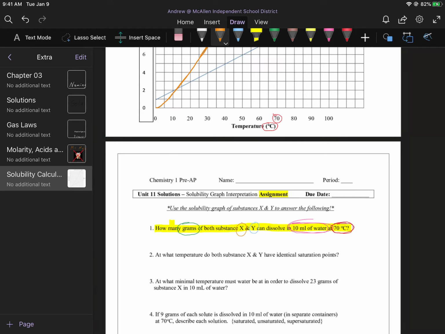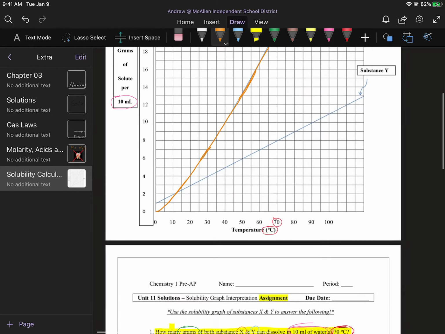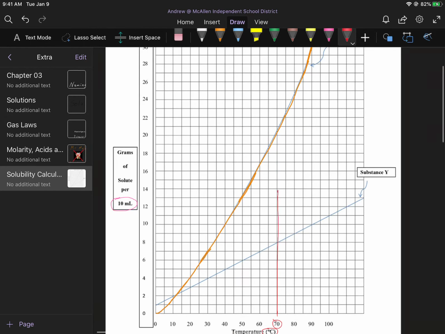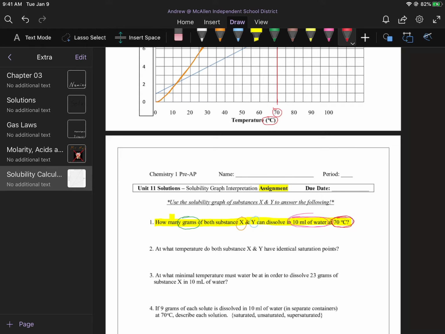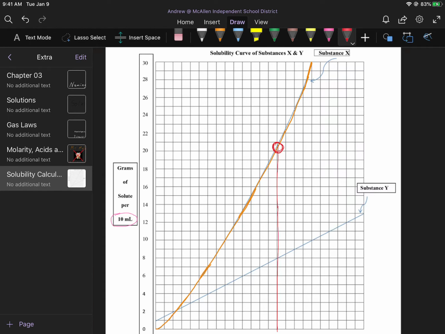Now, what we do is we look at this line and where it intersects this temperature line. So we're going to start at 70. We're going to go all the way up. Just follow the line. And where they intersect is right there. Now the question's asking how many grams of substance X can dissolve in 10 milliliters of water at 70 degrees Celsius. This point where it intersects, that's what tells us how many grams of solute can dissolve. So we're going to follow this point sideways, and we end up right about here.